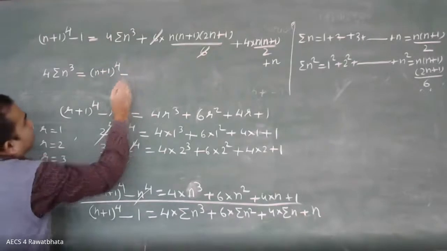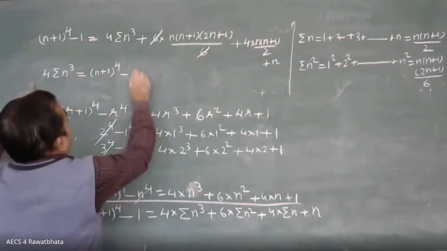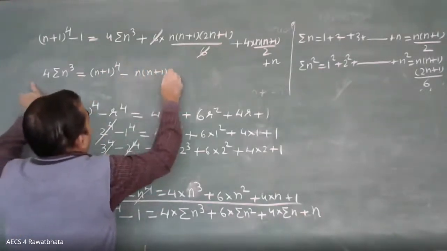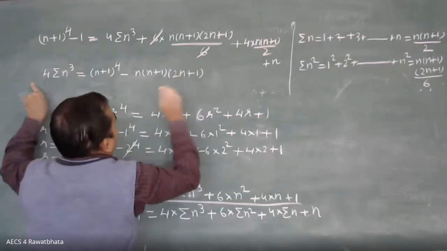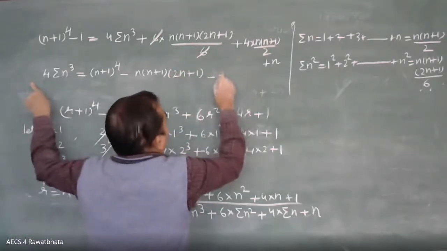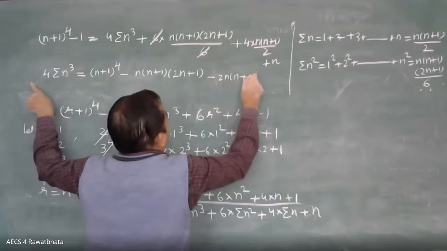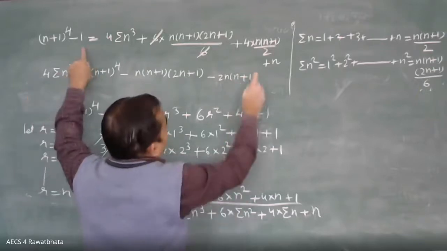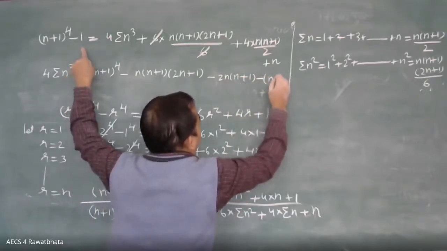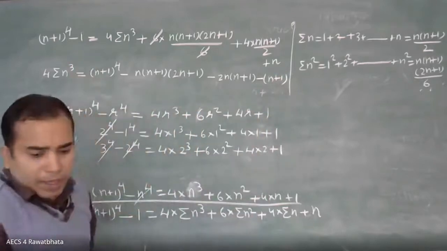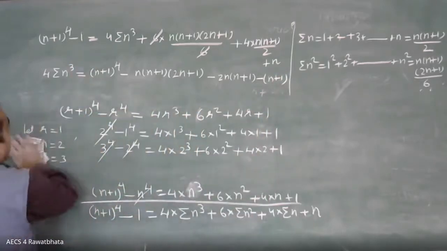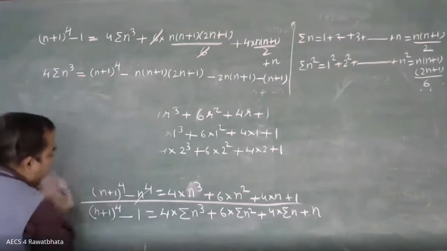So this will become 4 sigma n cube is equal to n plus 1 whole to power 4 minus n into n plus 1 into 2n plus 1 minus 2 into n into n plus 1 minus n. This is it. And now we have to simplify this. I think n plus 1 can be taken common.